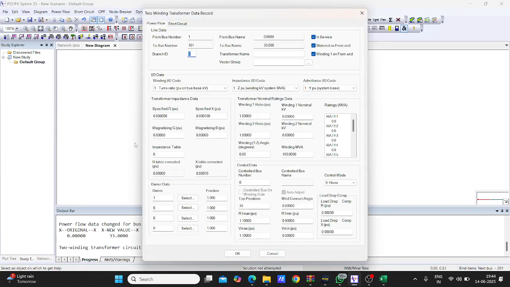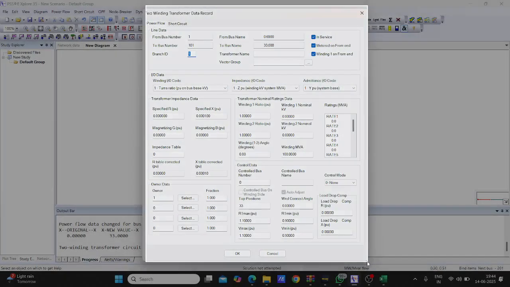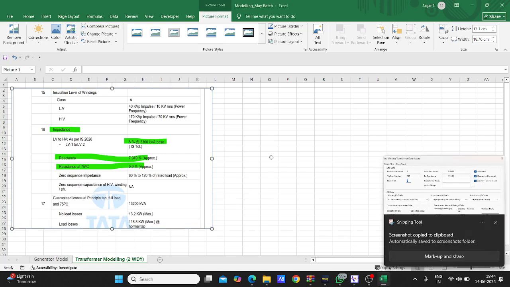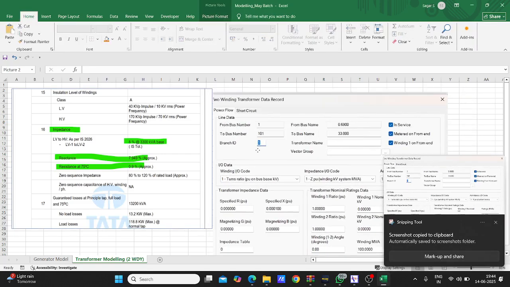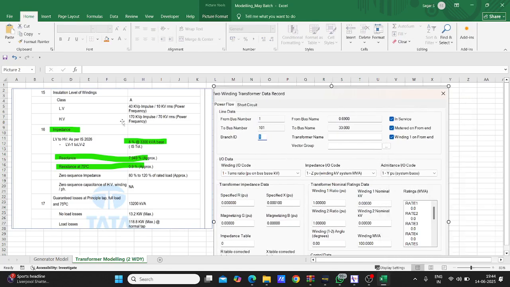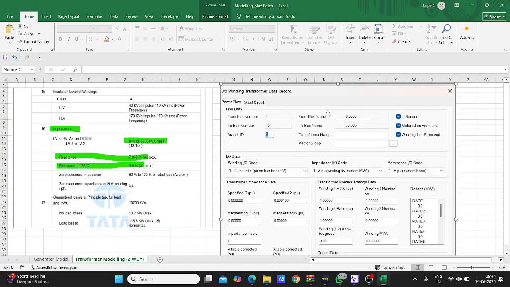Let us take this, what they are asking and what we are going to discuss. I have put two things here. This is a two winding transformer data sheet, and this is the transformer data which has been requested by PSSE. So what are the details we need to enter in PSSE?